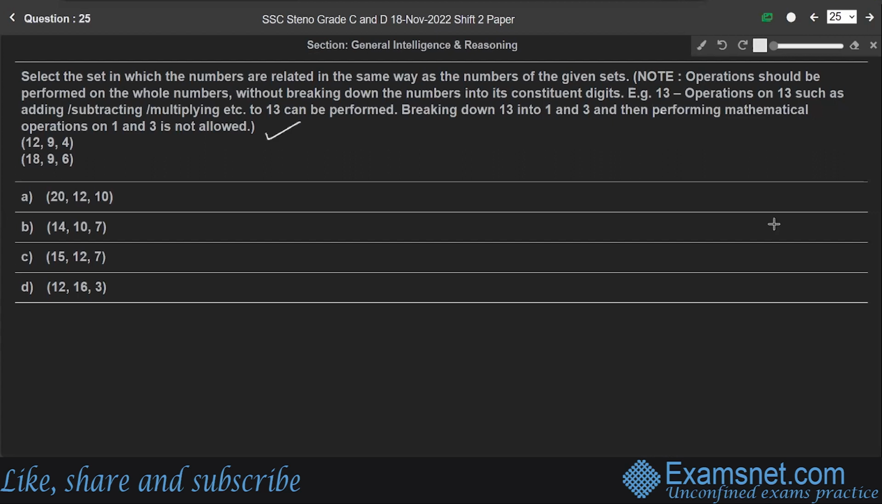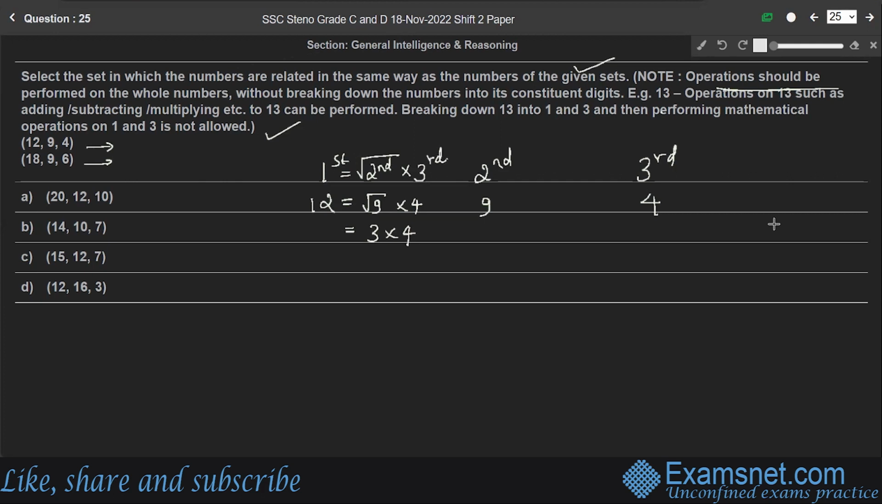Question 25. Select the set in which the numbers are related in the same way as the numbers of the given sets. Here is a note that the operation should be performed on the whole numbers. So here are two sets in which the numbers are related. We'll consider the first three numbers: first number, second number, and third number. First number is 12, second number is 9, and the third number is 4. So we'll consider the first number 12 can be written as root of 9 into 4. Root of 9 is 3, into 4. Therefore, the first number can be written as root of second number into third number, keeping in mind that the second number should be a square number.